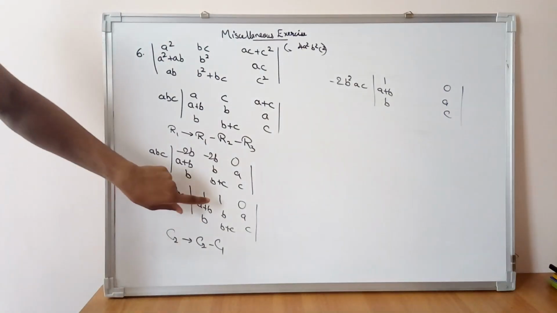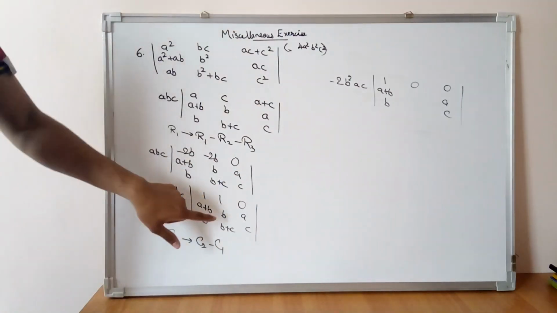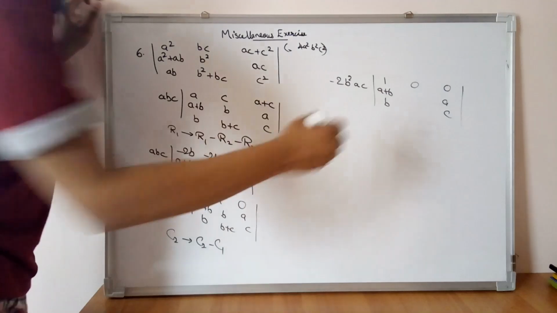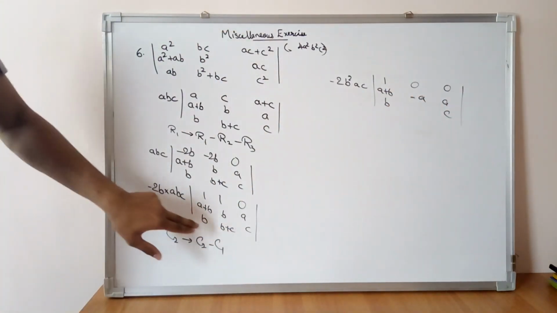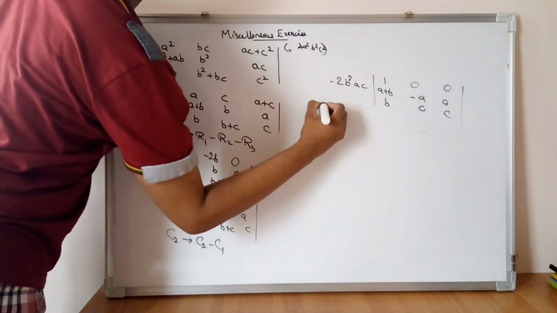So what will be about the second column? 1 minus 1 becomes 0. Then we have b minus a minus b, so minus a is remaining. Then you have b plus c minus b. Therefore c is remaining. Okay.